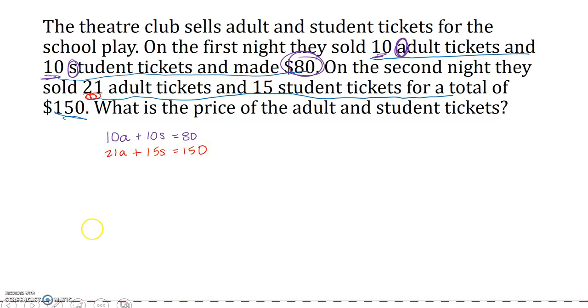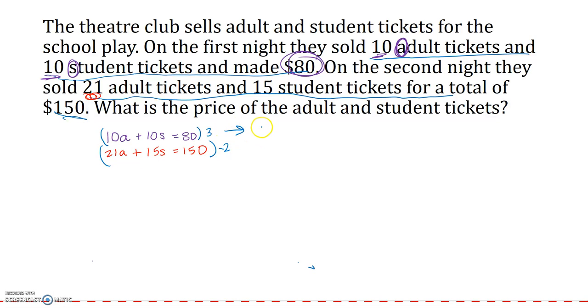And I can do substitution or elimination to figure this out. Many of you are probably more comfortable with substitution, but elimination, again, I feel is a lot faster. Because if I look at my S variables, I can very easily make both 10 and 15 30. I'll multiply the top equation by 3, and I'll multiply the bottom equation by 2. One of the equations needs to be negative. It doesn't matter which one.